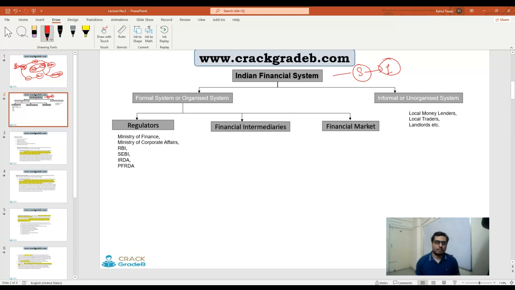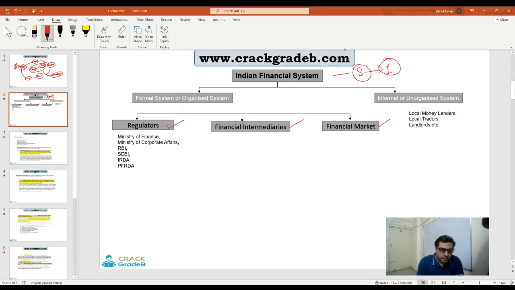Okay. Now when we come to the formal system, and we are going to study this part in detail, the formal system has basically three components: first is regulators, second is financial intermediaries, third is financial markets. As I told you, we will start with regulators. In the last class I also told you we will start with the regulators, then we will go to the next part which is related to it. For example, RBI for the banking system, SEBI for the financial market, right?